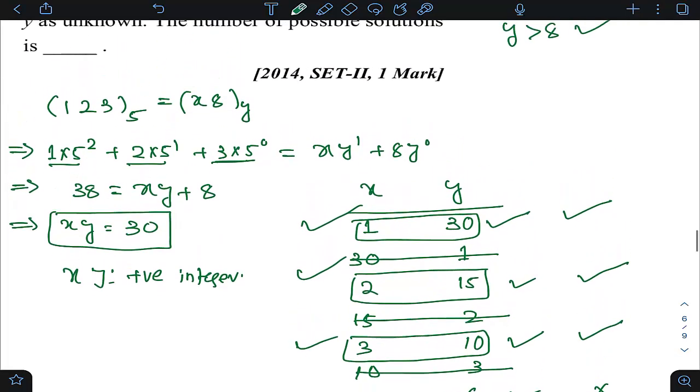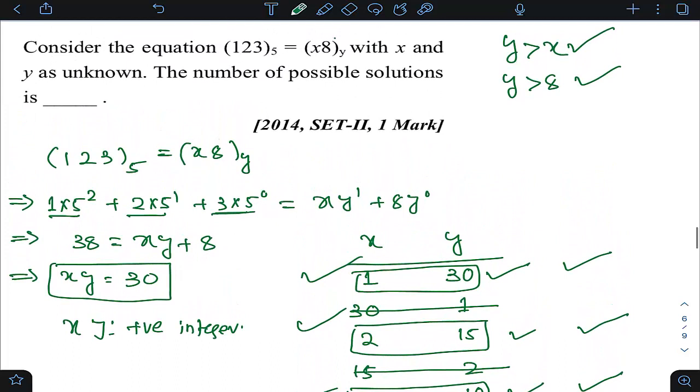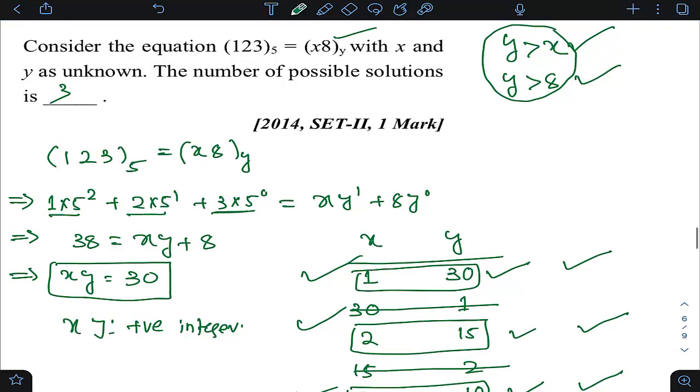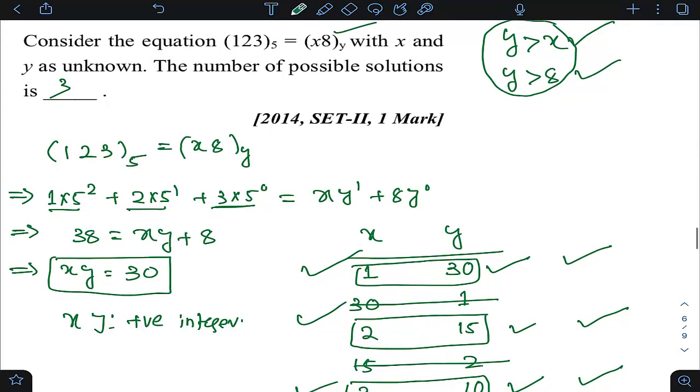Solution means how many combinations of x and y will satisfy this equation. So the answer is 3. It's a good logical question, right? Somebody can say the answer is 8, but you need to have these 2 conditions, right? So by filtering out, we have 3 solutions. So this is a GATE 2014 problem in CS.